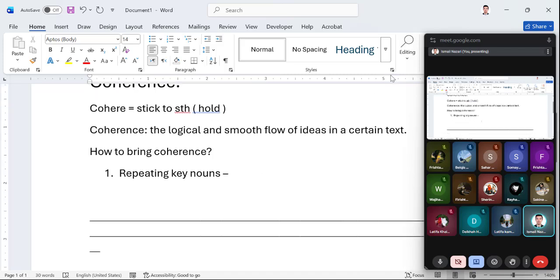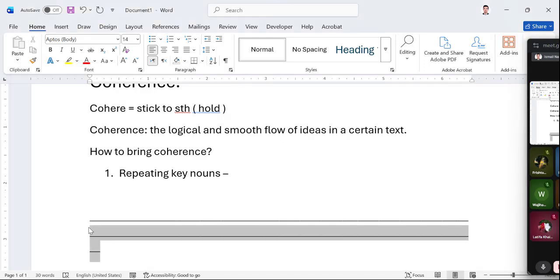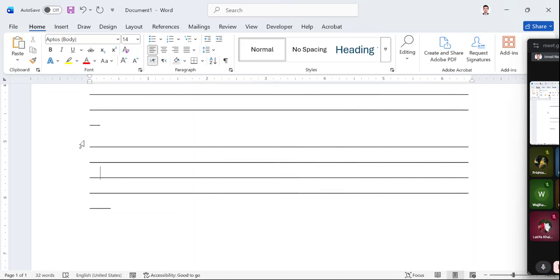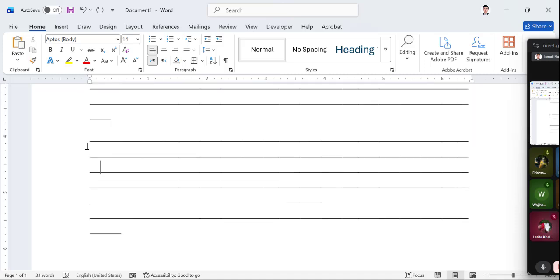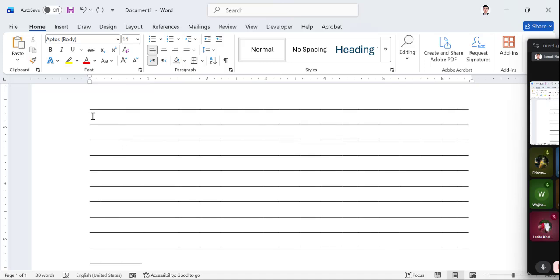So it is our paragraph. We may have it. So our paragraph may have, consider this way. So we have this as a paragraph. We want to bring coherence by repeating the keywords once and often.